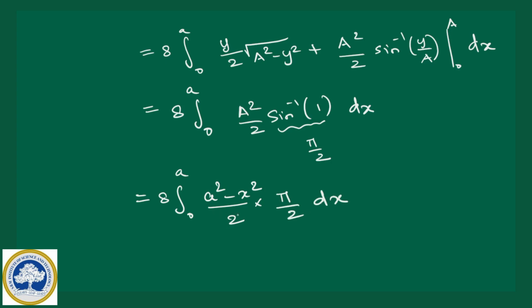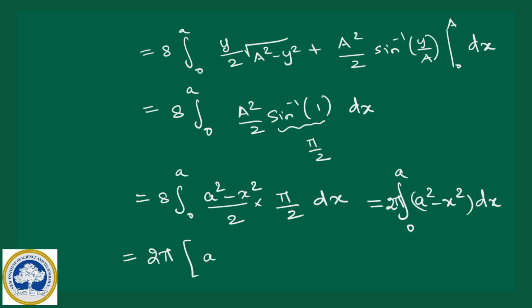right? So here 2 into 2 is 4, this is 8, so this is equal to 2 pi into the integral from 0 to a of a square minus x square dx. So this we have to integrate with respect to x. So this is equal to 2 pi into a square into x minus x cube by 3 over the limit 0 to a. So while substituting the upper limit we get a, for the lower limit it is 0. So while putting the upper limit, a square into a is a cube, minus a cube by 3.